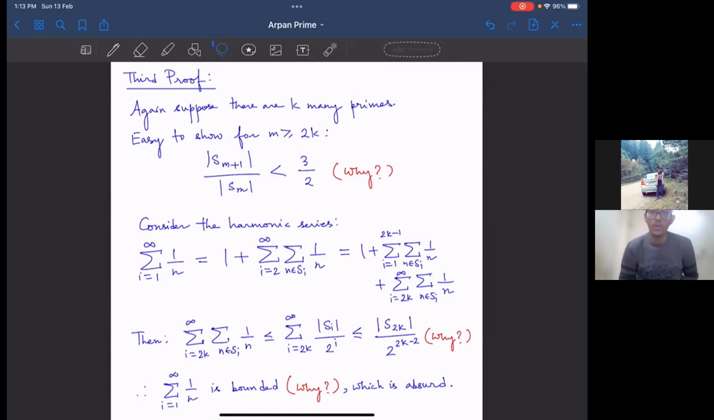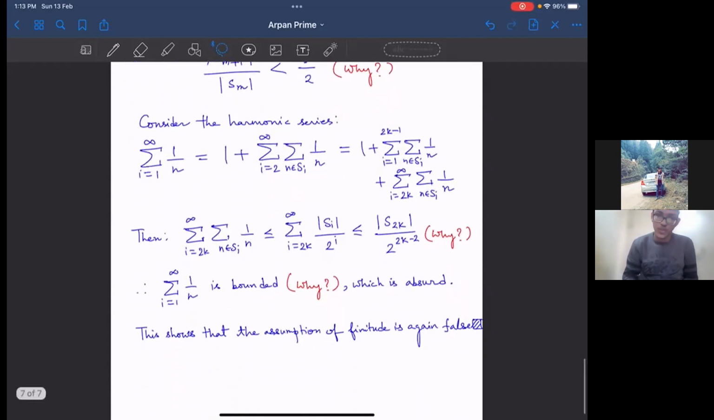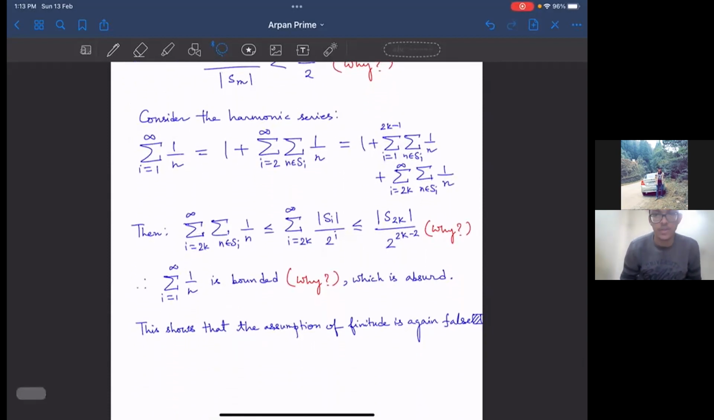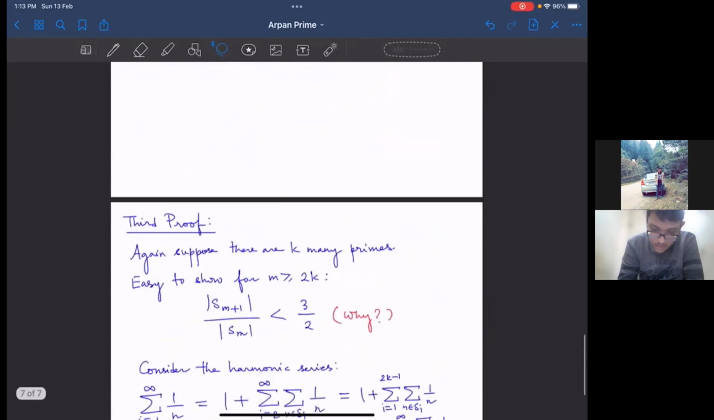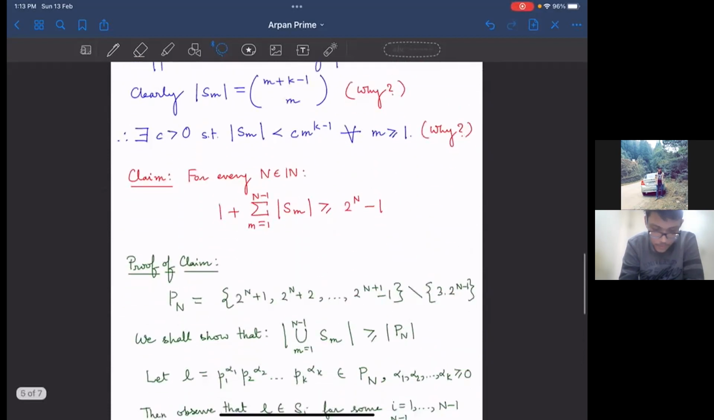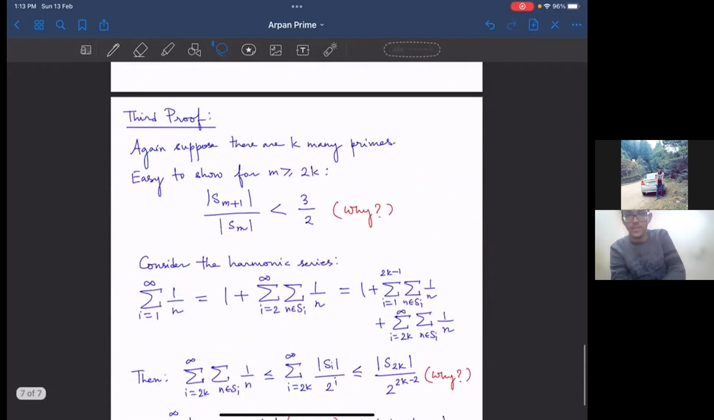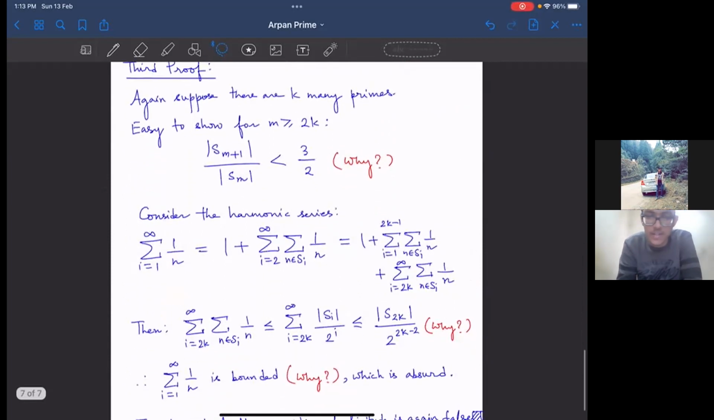Now, observe that this S2k is a finite set. Okay. So using this observation, you can see that this tail sum is also bounded. So if this is bounded, that would imply the harmonic series is also bounded, which is absurd. So this again shows that our assumption of finitude is false. Okay, so that was all. So a purely combinatorial proof followed by a purely analytic proof. So I hope you all enjoyed this.